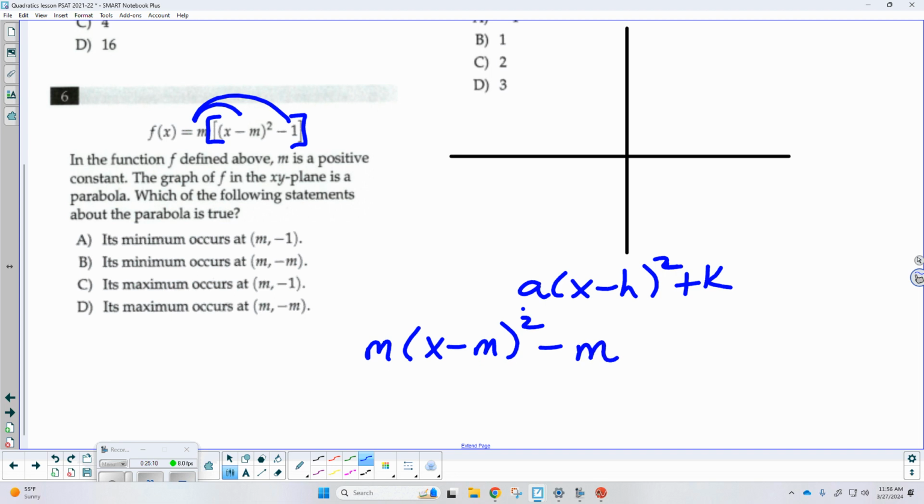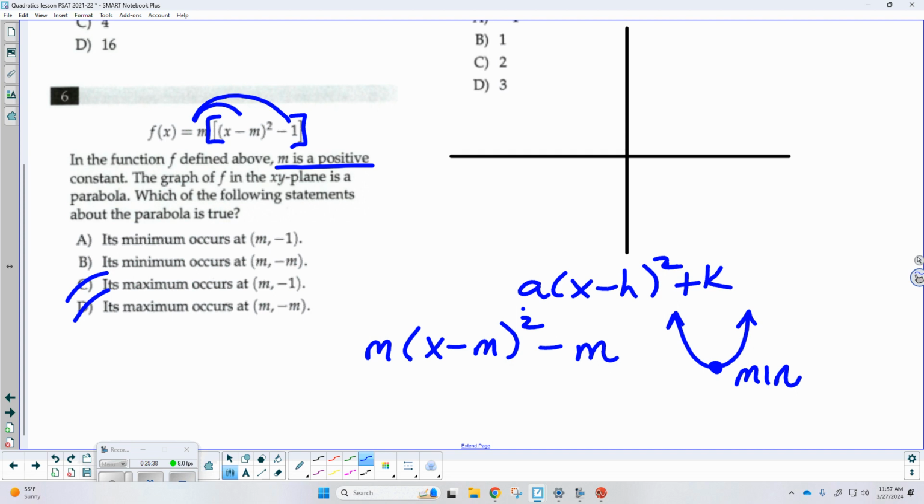Okay, so can anybody tell me what direction this parabola would open? Would it open up or down? Why up? There we go. It does tell me that m is positive, right? So our parabola is going to be opening up. That means our vertex, does it contain a maximum or a minimum? It contains a minimum. So knowing that, those two are already gone.